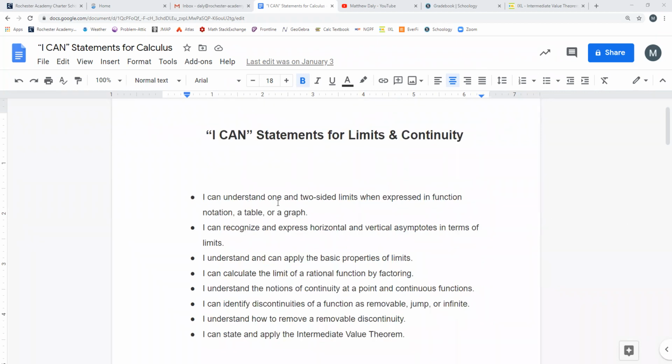All right, so I can understand one and two-sided limits when expressed in function notation, a table, or a graph. Okay, so we did a lot of IXLs where we were seeing and expressing one and two-sided limits when we were looking at graphs of functions. We also looked at them in table forms when we were doing the projects with Google Sheets. And in function notation, we were doing a little bit of algebraic manipulation sometimes when we were looking at functions.